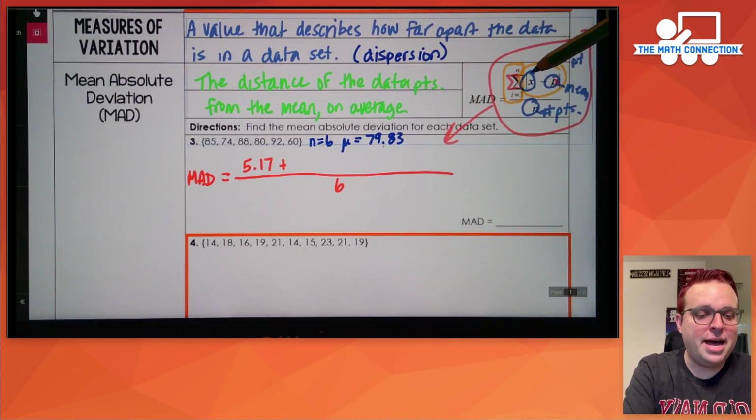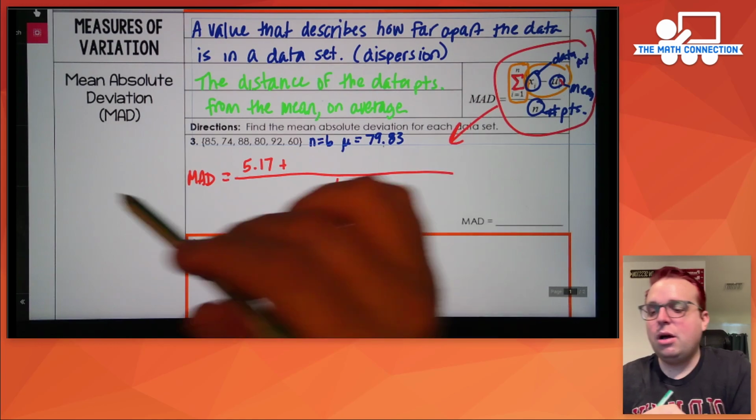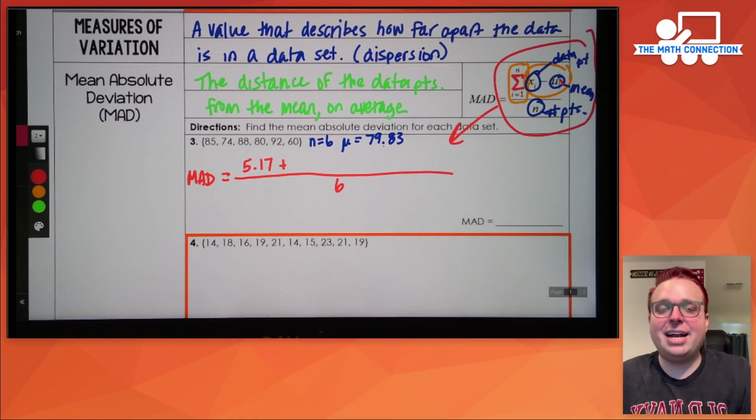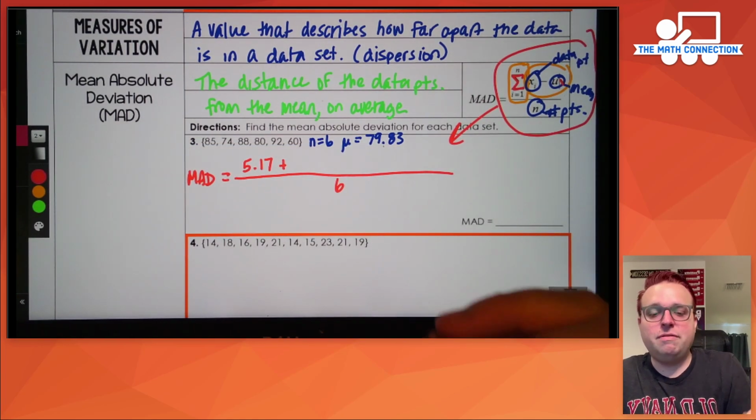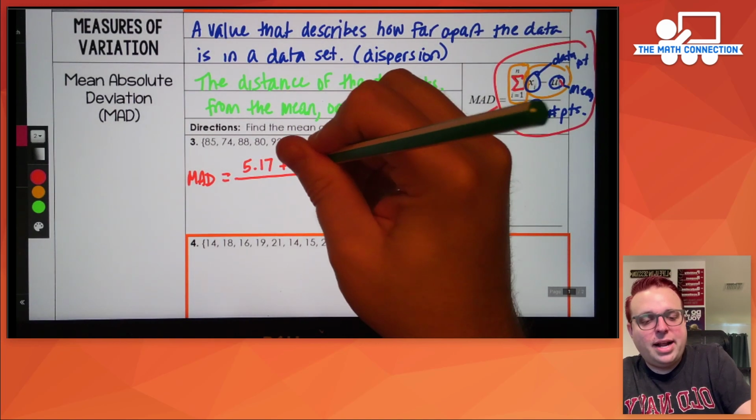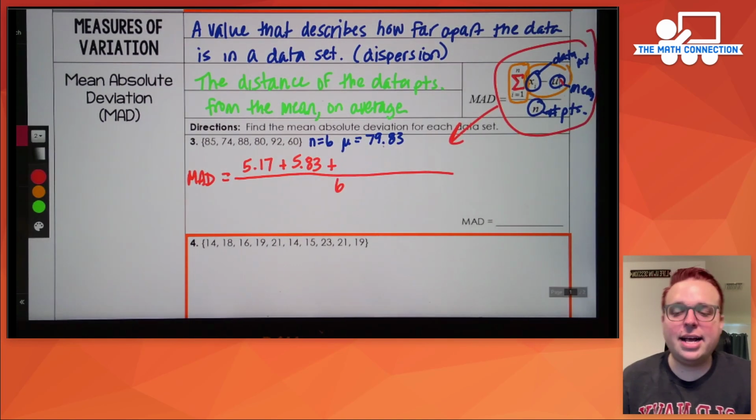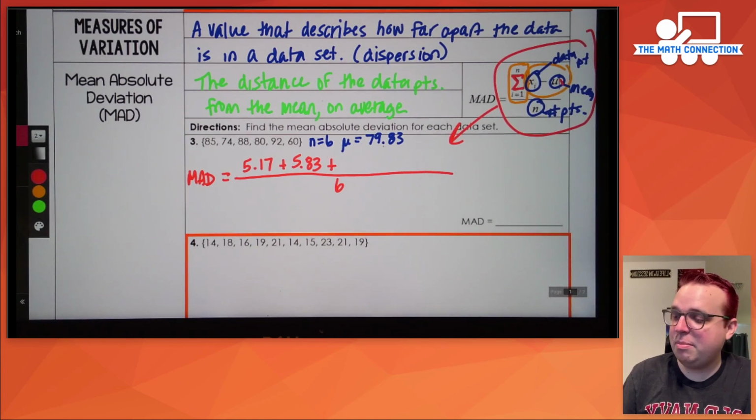So every one of these is going to be a positive number, okay? So let me put my stuff back. Perfect. Okay, now let's go back here. I said it was negative 5.83. Well, what's the absolute value of that? It's 5.83. Okay, next one. 88 minus 79.83.